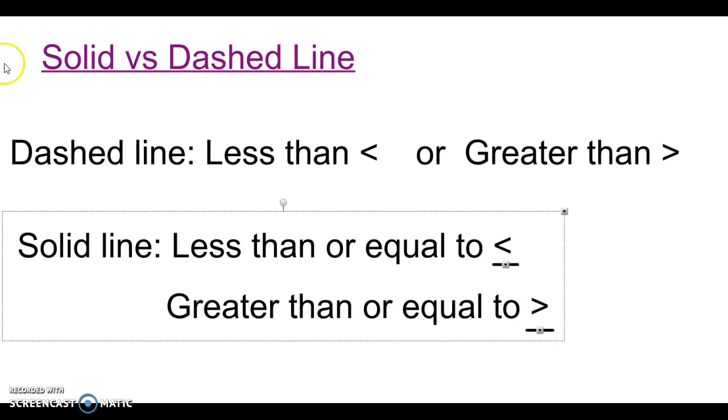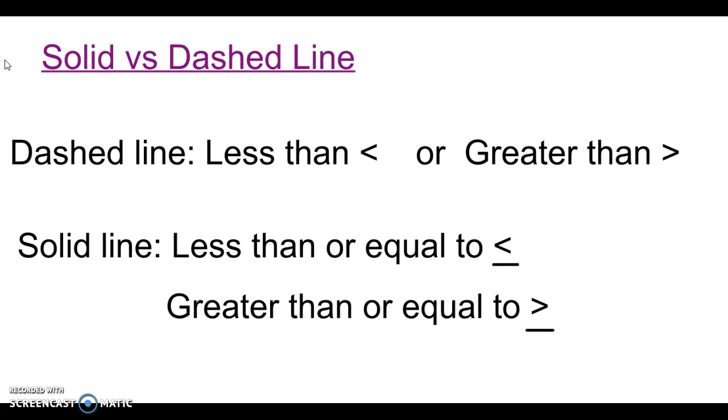All right, the next thing that you need to write down is when we use a dashed line or a solid line. Before, when we were graphing inequalities on a number line, that was like using an open or closed circle. And so when we're using a coordinate plane, we are going to use a dashed line or solid line. So this first one says dashed line. You use that when you have a less than or greater than symbol.